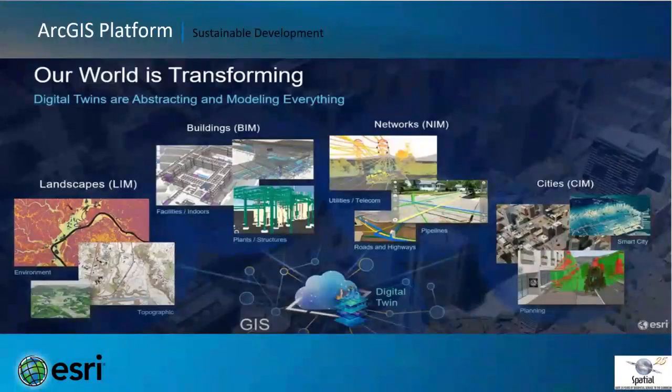Digital twins are abstracting and modeling everything. From the local landscape, we have the land information model, our terrain and the natural environment. Buildings, we have the BIM, the building information model with facilities, structures, the indoors. We have the network through the network information model, showing the utility pipelines, roads and highways. So there is also the city information model through smart cities and city planning.